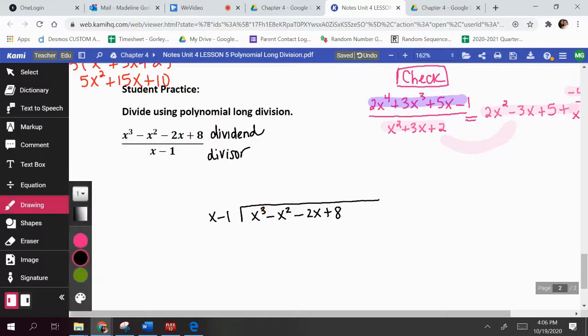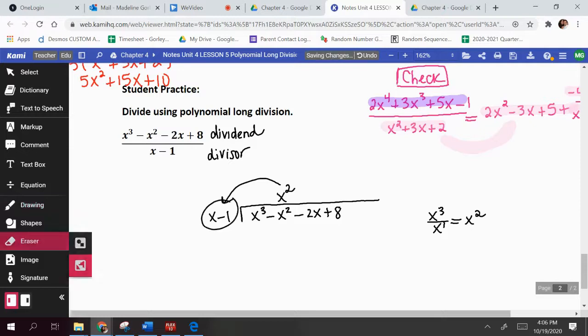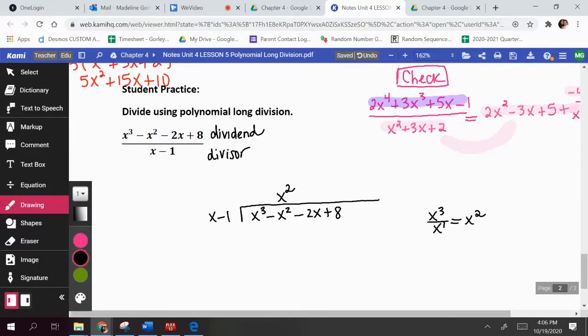Here we go. So I'm going to divide first inner by first outer. We get x cubed divided by x. Really, that's really x to the first. That's going to be x squared. Line it up. Then I multiply by the entire divisor out front. So I'm going to have x squared times x minus 1. So we get x cubed minus x squared.